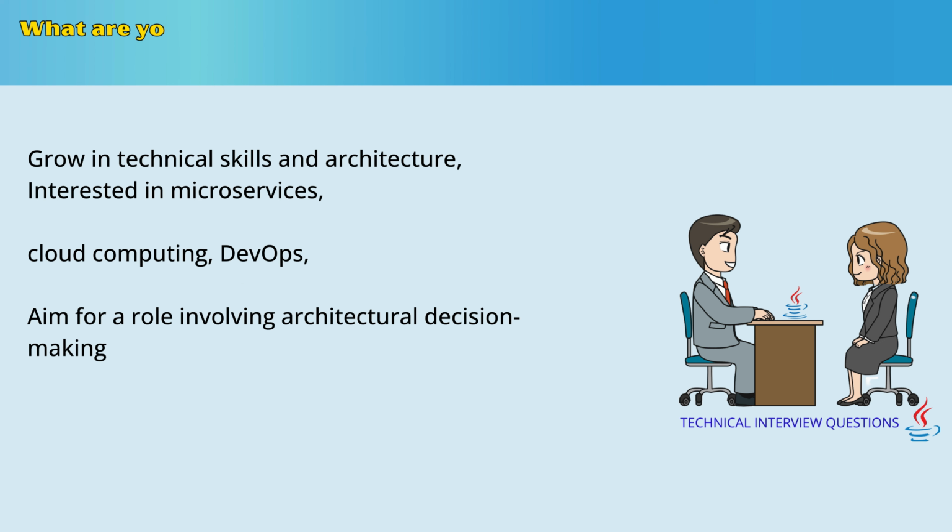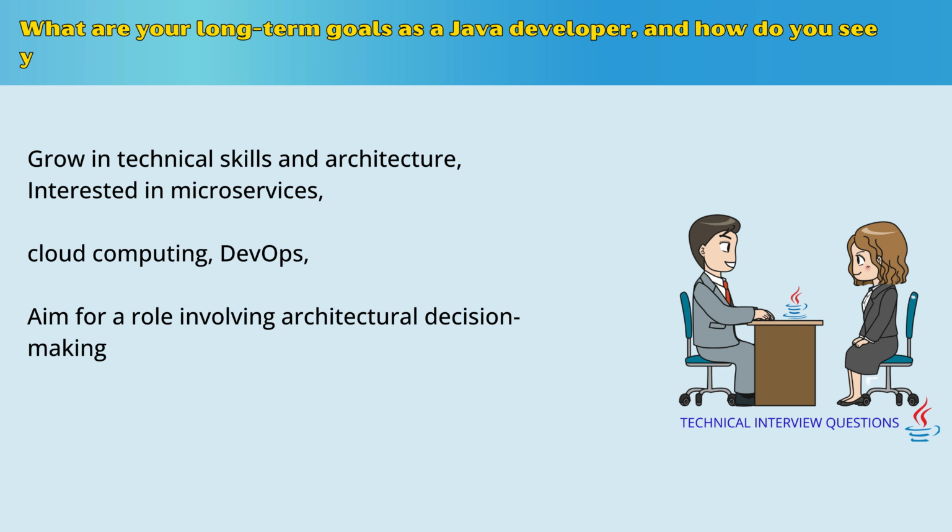Finally, what are your long-term goals as a Java developer, and how do you see yourself growing in this field? My long-term goal as a Java developer is to continue growing my technical skills while also expanding my knowledge in related areas like architecture and design patterns. I'm particularly interested in areas like microservices, cloud computing, and DevOps, as these are becoming increasingly important in modern software development. In the short term, I'm focused on deepening my expertise in Java, mastering the latest features, and learning more about performance optimization and scalability.